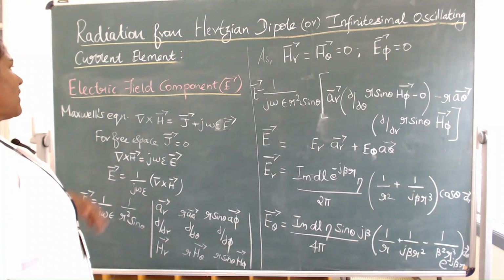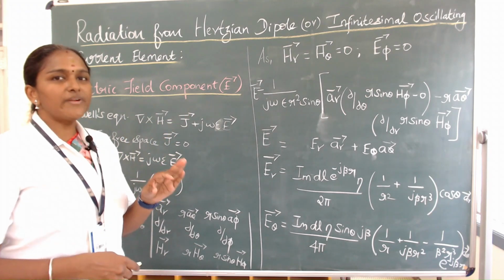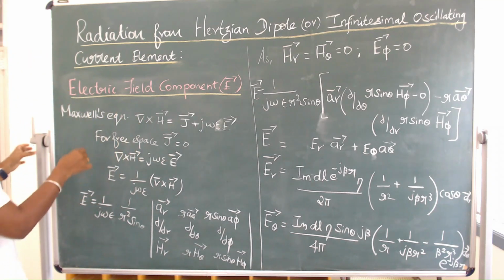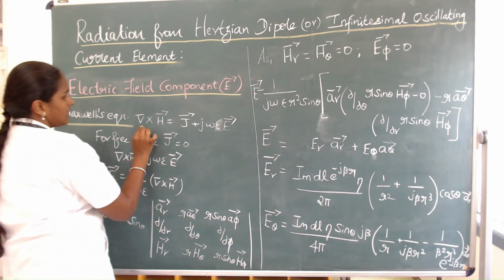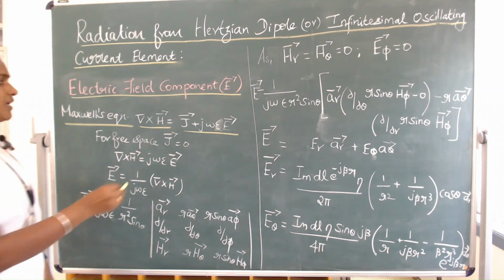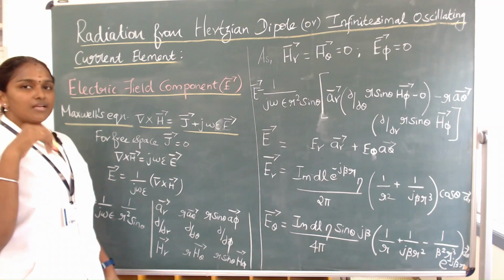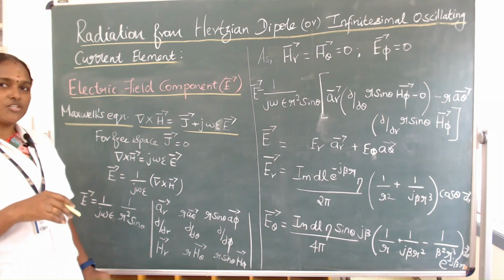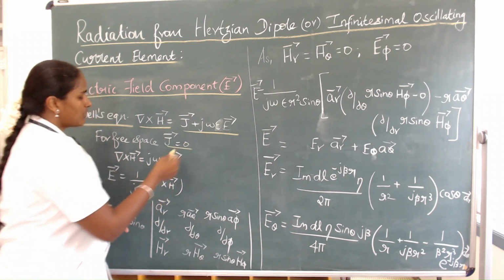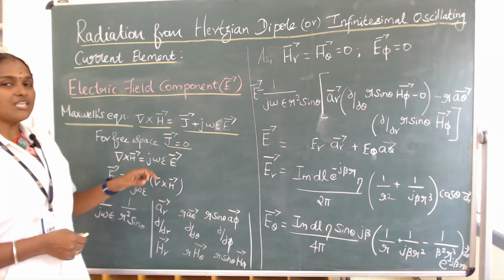Next we look into the electric field component derivation. From the obtained magnetic field, we can obtain the electric field. For that, we use the known Maxwell's equation: del cross H is equal to J plus jωε times E vector. Here J is the current density. The current density is assumed to be negligible or zero for the Hertzian dipole in free space, so J will be equal to 0. The resultant equation is del cross H equals jωε times E vector.